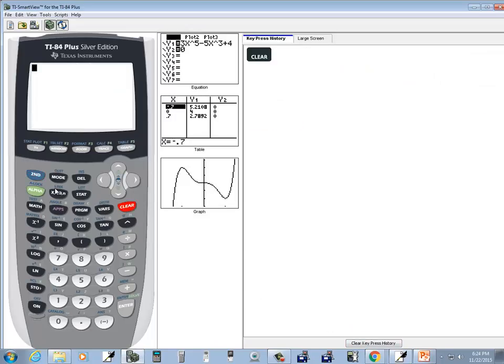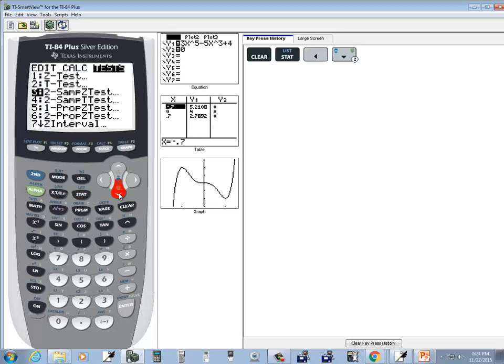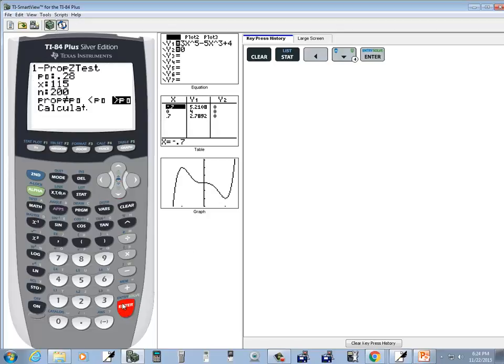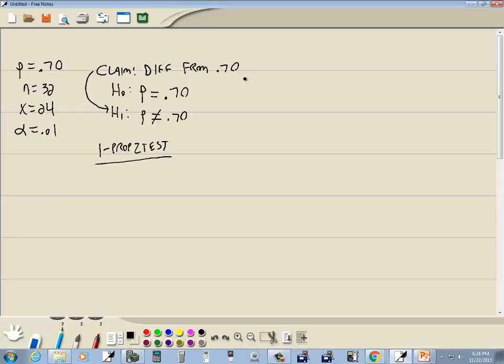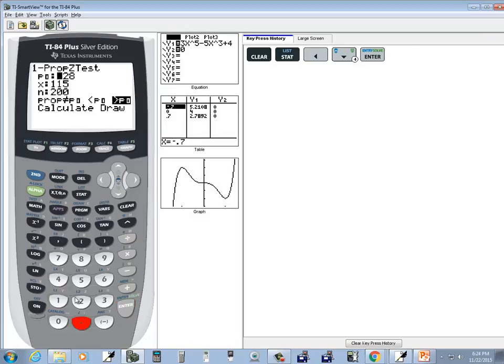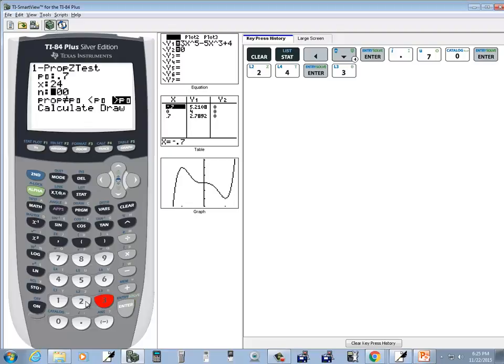So we go to stat, go to test, and we want one prop z-test, which is number 5 in my calculator. Now P naught is a number off of our claim, which will be 70% in decimal form, so 0.70. X will be 24. N is 32. The symbol on H1 is a not equal to. So we want to put our flashing cursor on not equal to if it's not already there, and you press enter one time. And then down arrow to calculate and press enter.